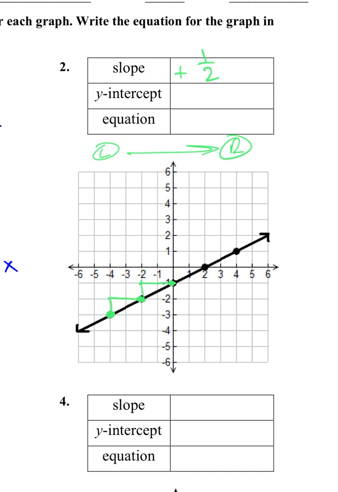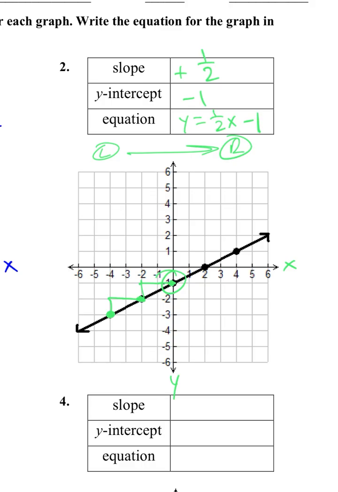Okay, cool. Now, what's my y-intercept? At what point does my line cross my y-axis? That's at -1. This point right here. So my equation is y equals my slope, which is 1/2, times x minus 1.